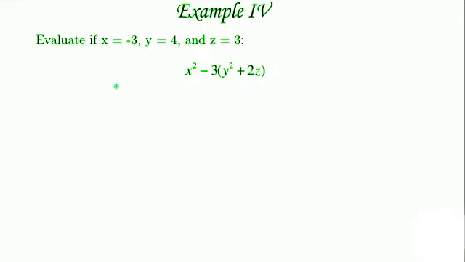Every time I see an x, I'm going to simply substitute -3. And that's going to give me -3 squared minus 3. If I have a y, then I'm going to put in 4. So it's 4 squared plus, and instead of z, I'm going to substitute in a 3. So 2 times 3. Now I can go ahead and follow my usual order of operations.